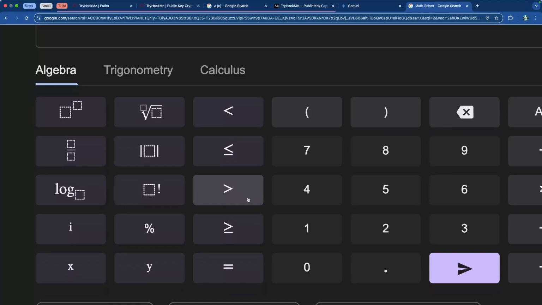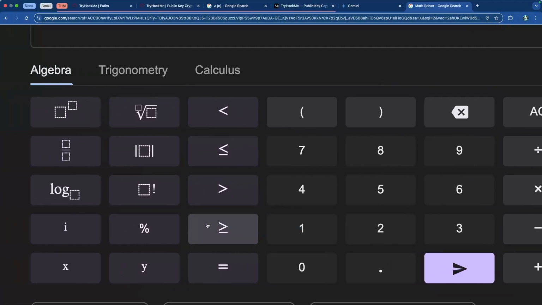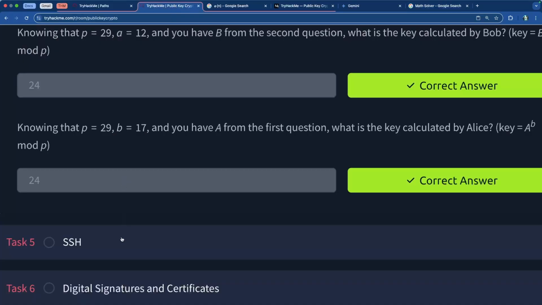Yeah, okay, so the buttons specifically don't exist here, and I don't have the time to sit here and try to figure out how to use the calculator on Google. So we're going to move on to Secure Shell.